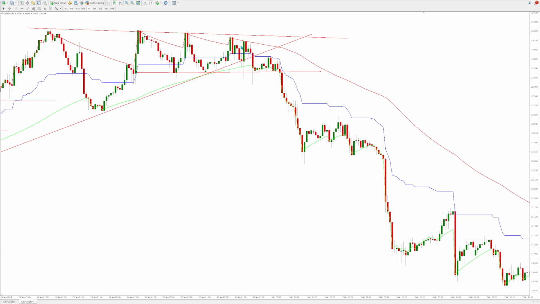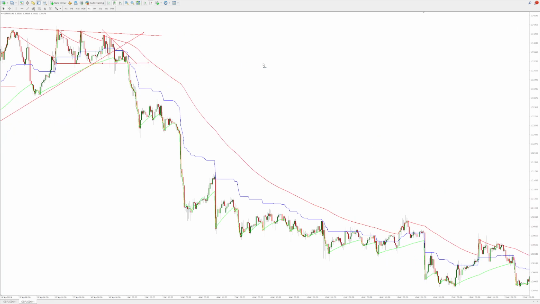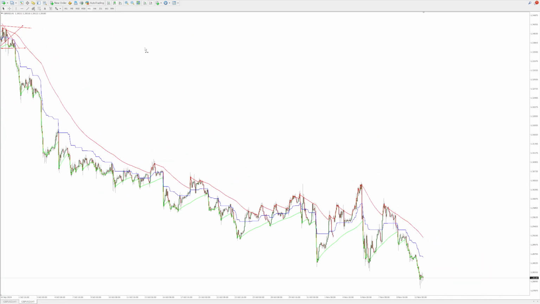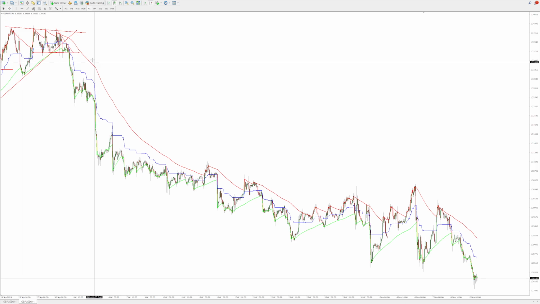We were primed with, as I said, the market making these lower highs. We were playing a wedge pattern there as well. We were primed for a breakout. Lots of traders were watching it, and happy days, we had that breakout. Had we taken that initial entry there, we would be very happy with our position.